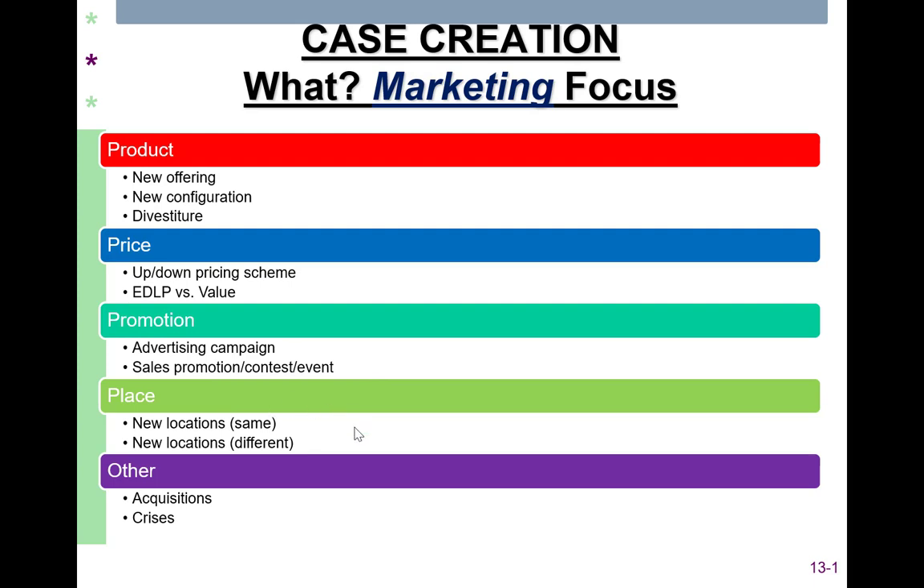Could have to do with the place element, either logistics, supply chain, retailing, distribution, perhaps e-commerce. And there could be a lot of other things. Maybe a company decided to go with a new advertising firm. Perhaps there could be an acquisition between companies. Maybe a crisis, how did they deal with it or didn't deal with it. So it's wide open to whatever you want.